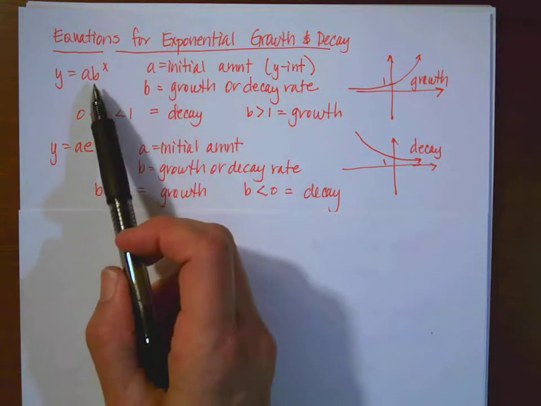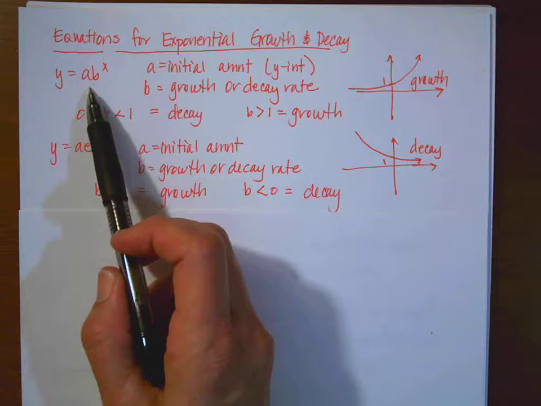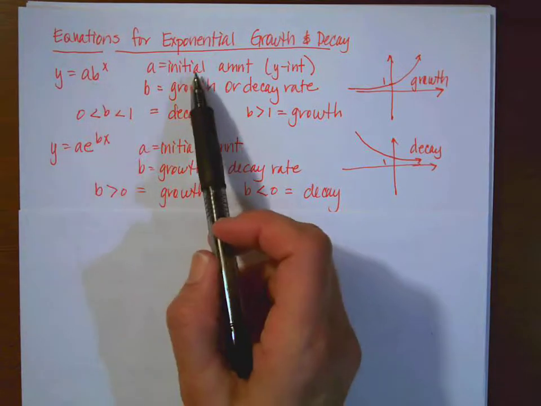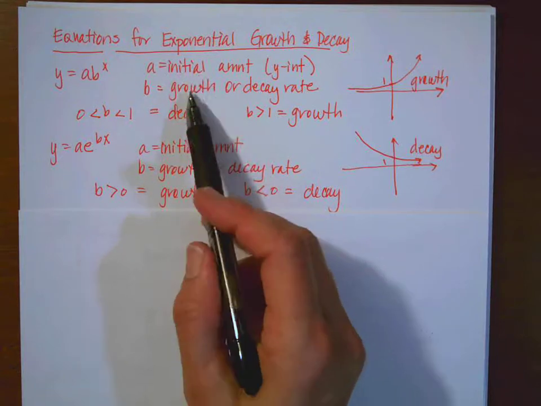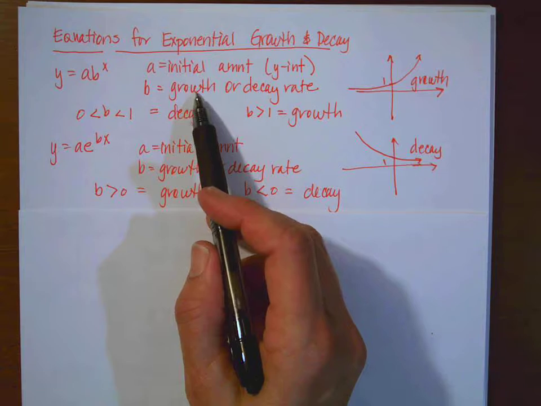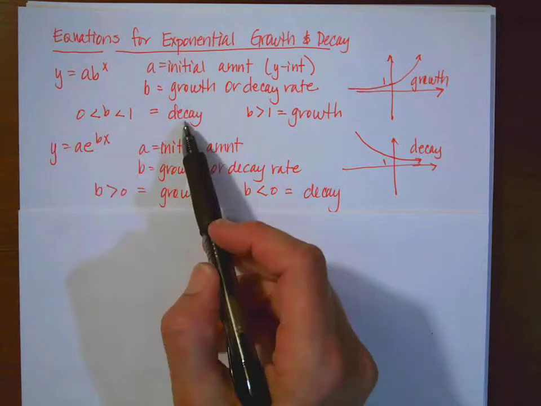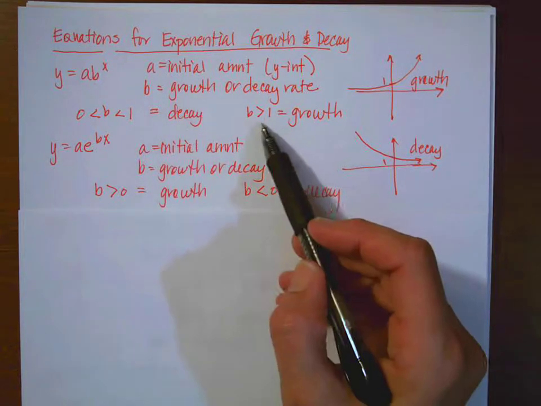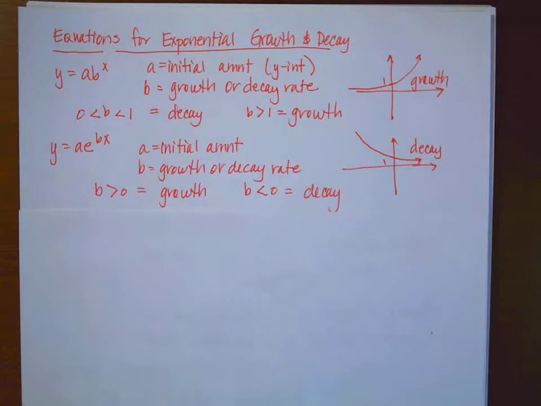All right, so the first thing that we're going to talk about are equations for exponential growth and decay. There's a couple of different forms. The original one that you learned way back in Algebra 2, maybe even Algebra 1, is y is equal to ab raised to the x. It's an exponential function. A is the initial amount, which means it's the y-intercept. B is your growth or decay rate. If b is greater than 0 but less than 1, then we know that it is decay. And if b is greater than 1, then we know that we have growth.